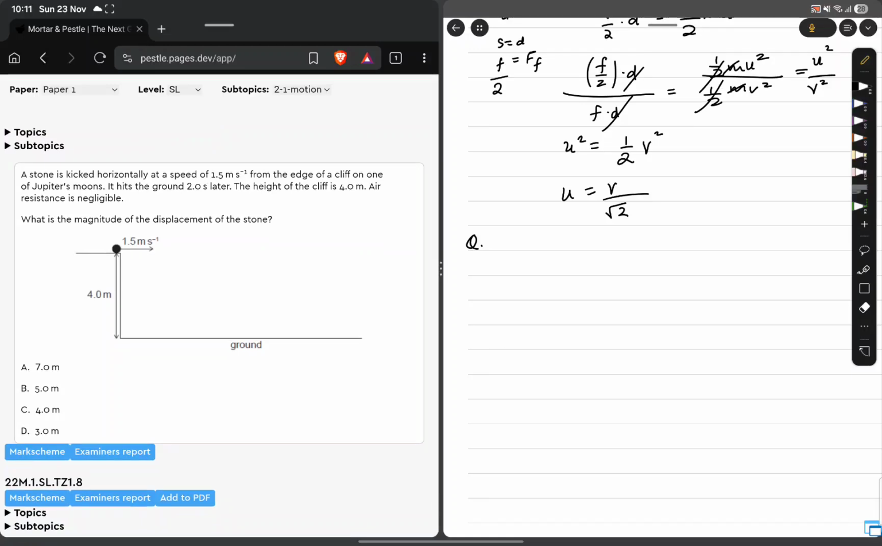A stone is kicked horizontally at a speed of 1.5 meters per second from the edge of a cliff. It hits the ground 2 seconds later. 4 meters is the height, air resistance is negligible, which means gravity is 10. What is the magnitude of the displacement of the stone? Basically, what is the distance here?